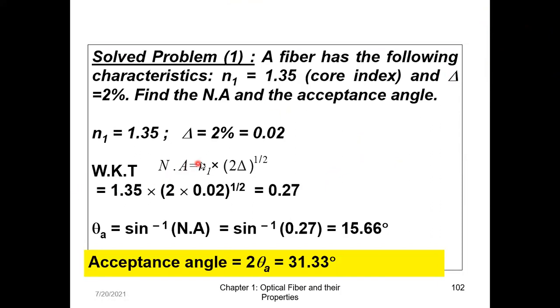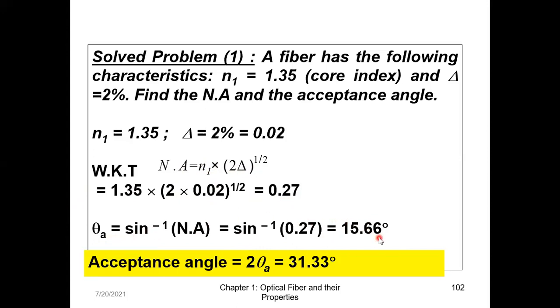Okay, so your NA formula is N1 square root of 2 delta. N1 is given, delta is also given. So it's very easy, just substitute. Please use your calculators. Take 0.27. And your theta A is sine inverse NA. And remember, we call theta A the half acceptance angle.